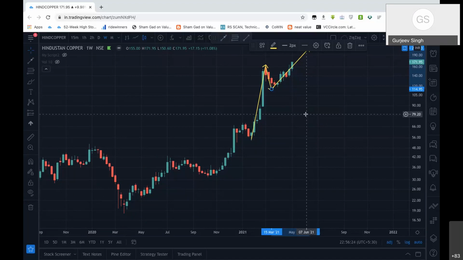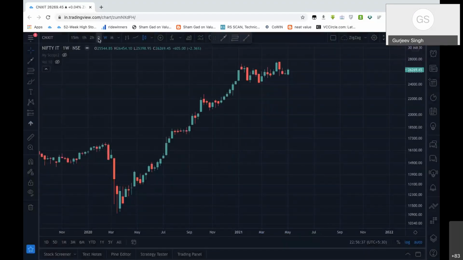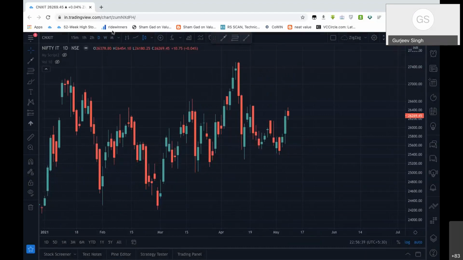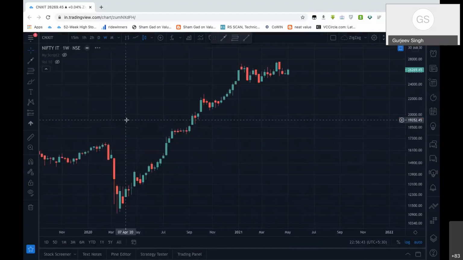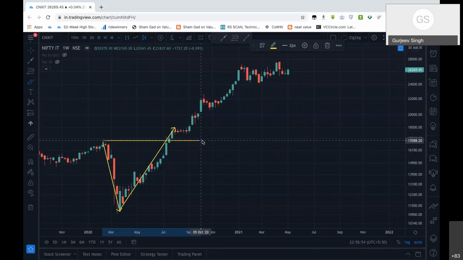You can draw on the sectors also, so you'll know which sector is going. For example, you can do this on sectors also. I took the CNX IT index, just for example, and took its daily or weekly chart. And if I am able to find, suppose my trend went from here to here, and it is making a lower high here, then over here my sector is not bullish.